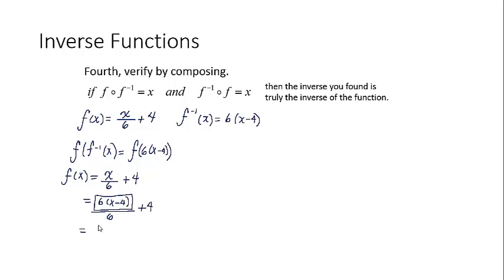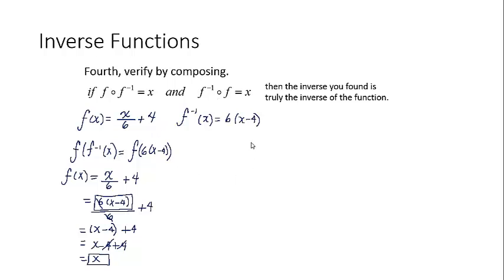So what I have here is I can cancel 6 and 6 and make a 1, so I'm left with x minus 4 in the numerator plus 4. If I remove parentheses, this becomes x minus 4 plus 4. That cancels out and makes 0, and I get x. So far, so good. That's what I want to get. I want an x when I compose the function with its inverse. Now I have to do the other way around and see if I get x also.